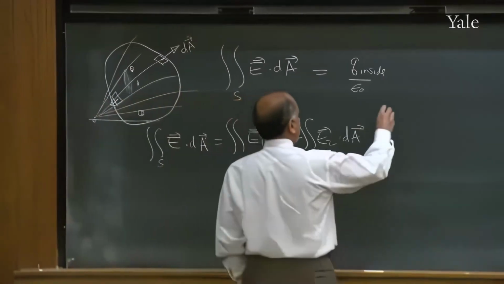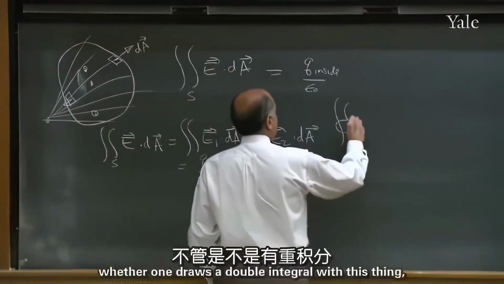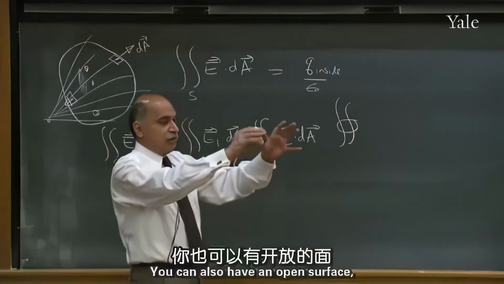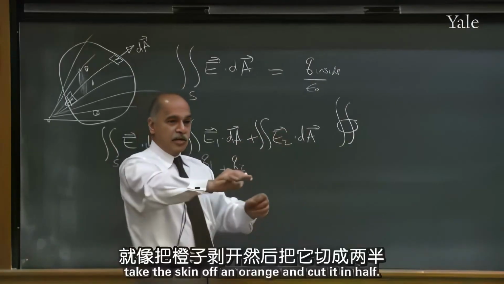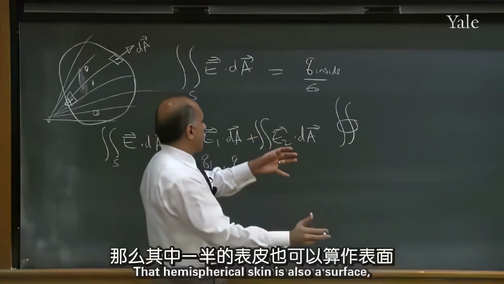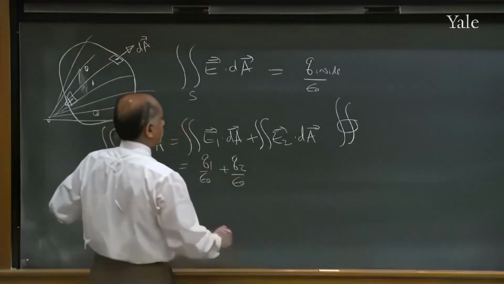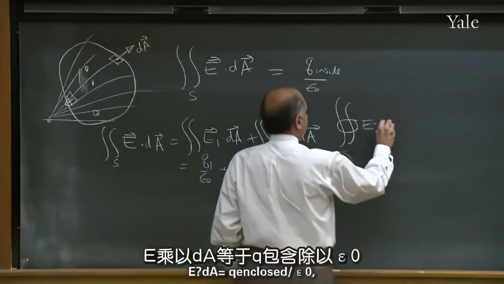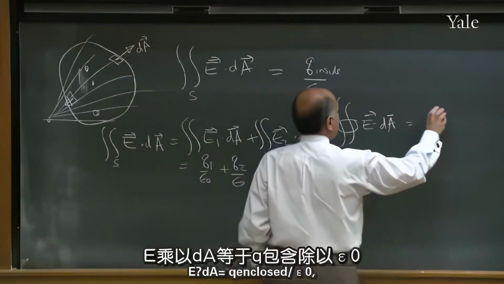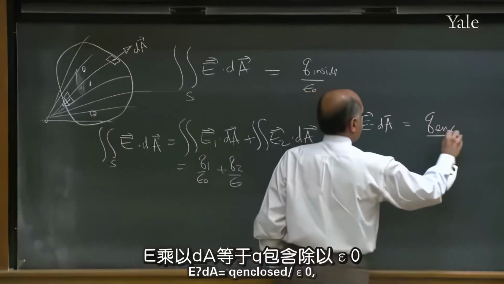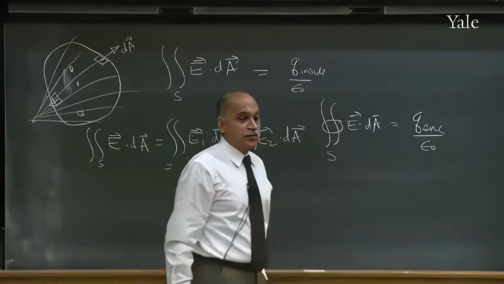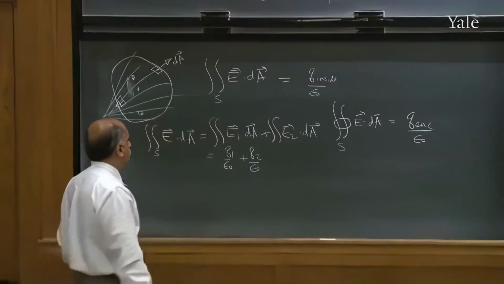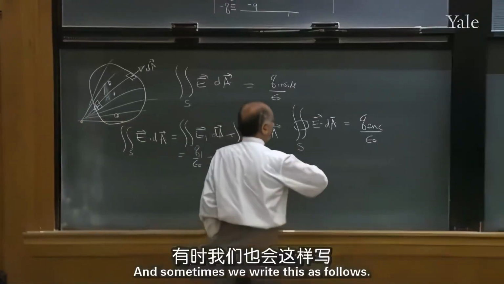Therefore, we can now write, generalizing to any number, but then one draws a double integral with a circle on it, meaning it's a closed surface. You can also have an open surface. Take the skin of an orange and cut it in half. That hemispherical skin is also a surface. But to signify it's a closed surface, we do it like this. On a closed surface, the integral of E dot dA is equal to Q enclosed divided by epsilon 0, which means the sum of all the Q's.